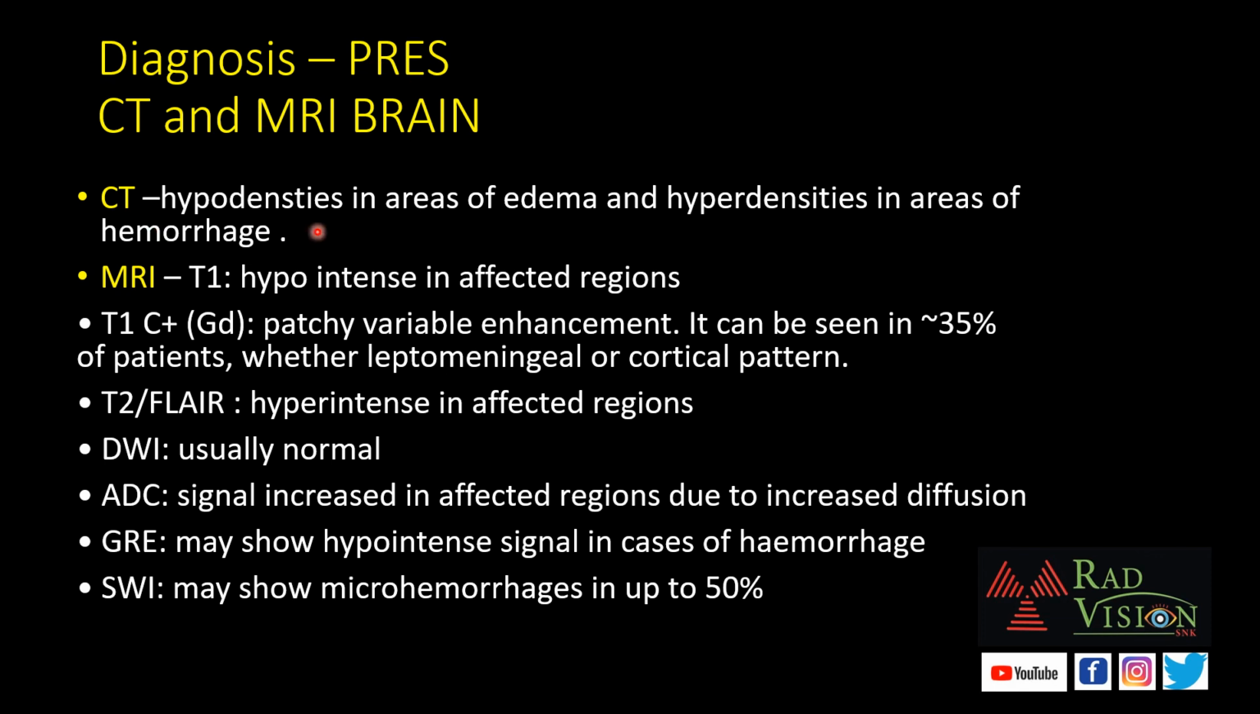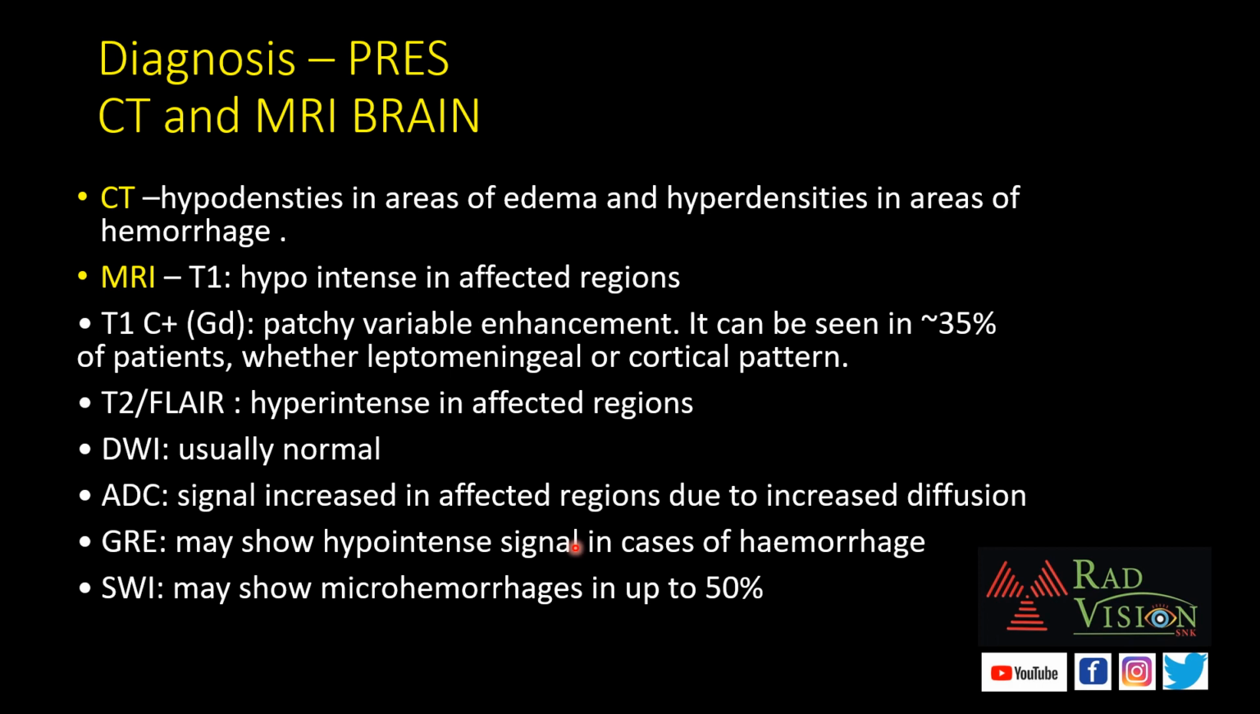In the CT, we can see hypodensities in areas of edema and hyperdensities in areas of hemorrhage. On MRI, T1 is hypointense in the areas of edema. FLAIR and T2 are hyperintense. Diffusion restriction is not commonly seen. On ADC, there are high values.